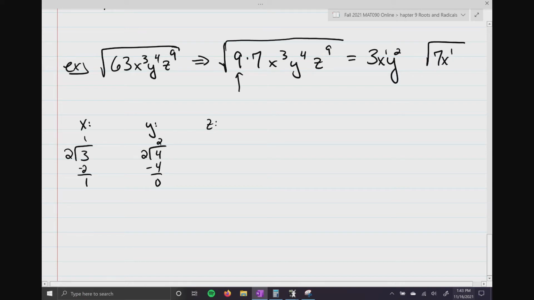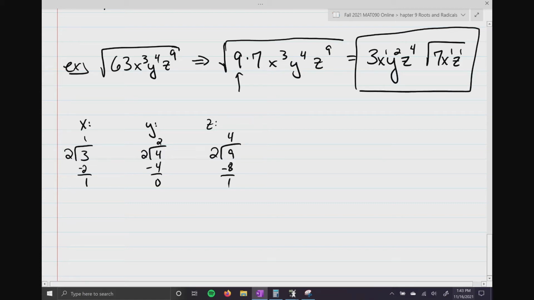Okay, I just wanted to make a little bit more space. Now for the z. 2 goes into 9 4 times with a remainder of 1. So I have 4 z's on the outside and 1 z on the inside. So the square root of 63, x to the third, y to the fourth, z to the ninth, reduces down into 3x, y to the second, z to the fourth, times the square root of 7 times x times z.